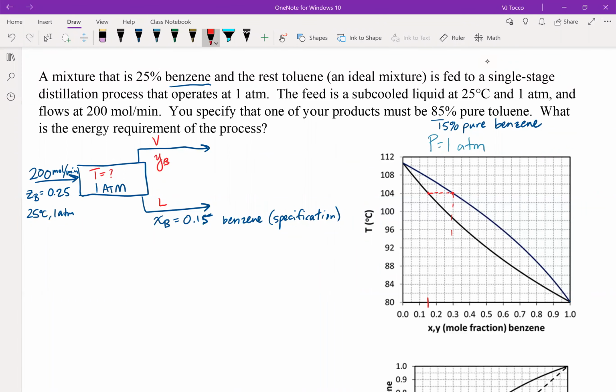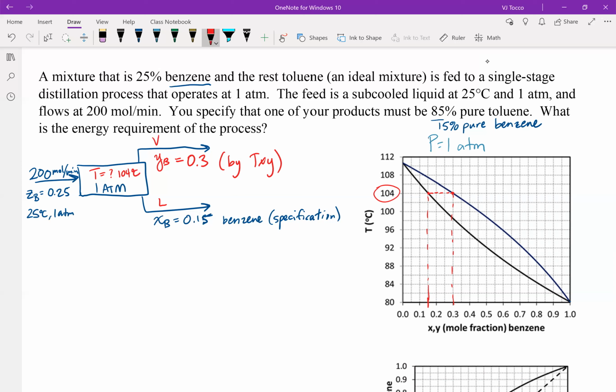This is going to give me my corresponding vapor phase mole fraction of benzene. So by TXY diagram, I can say that YB is 0.13. And then by the TXY diagram, again, I can read the temperature right off the axis. That is 104 degrees C, also by TXY diagram.